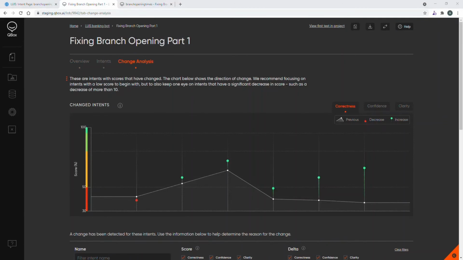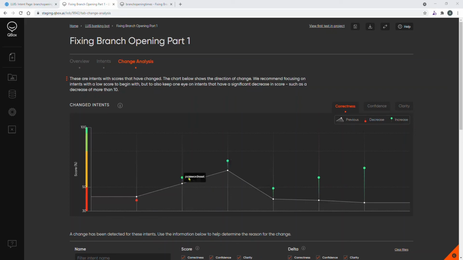This graph shows at a glance whether we've had any increases or decreases in correctness to any of our intents compared to the first test. The white dots represent the metric in the previous test, and the red and green represent the metric now. So as well as the intents that we fixed, shown here and here, we've actually increased the correctness in 3 other intents that we've not even touched.